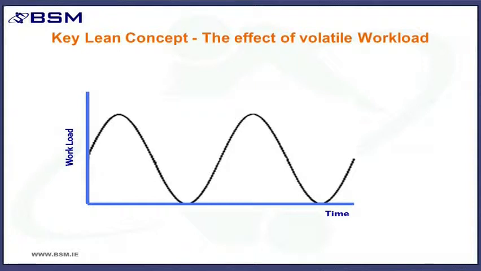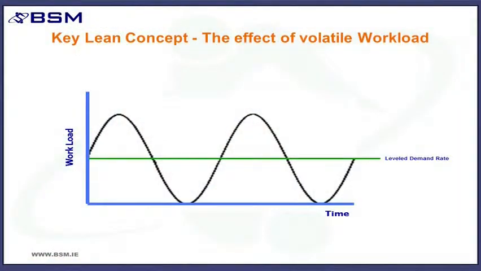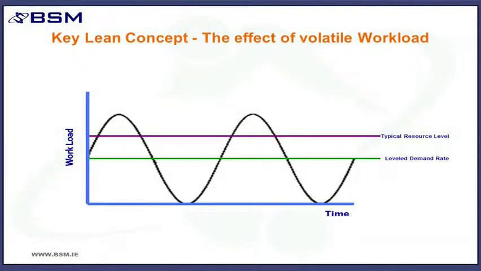But it simply depicts the fact that the rate at which work arrives to any team is variable. Sometimes it's high, sometimes it's low. So that's what the black line is. The green line then is what we call the leveled demand rate. So it's the median, or it's the average, if that's a normal distribution. And what that's saying is, on average, that is the amount of work that arrives in every day or every week. And then the purple line depicts the typical resource level that the function will carry.